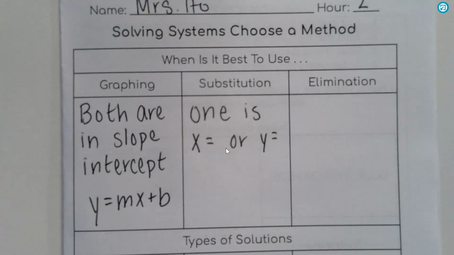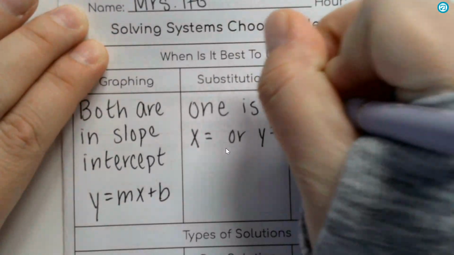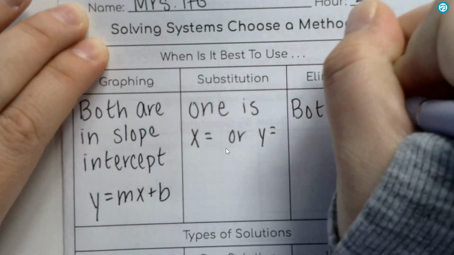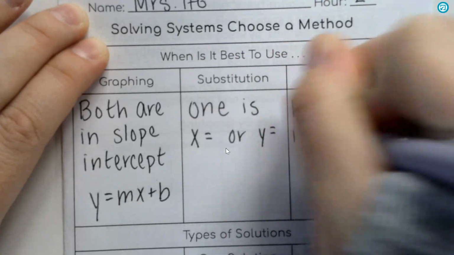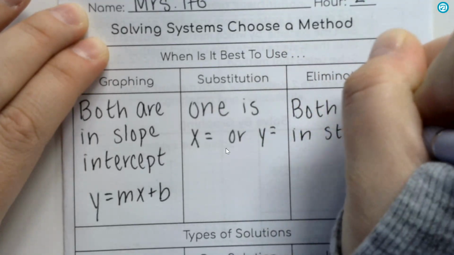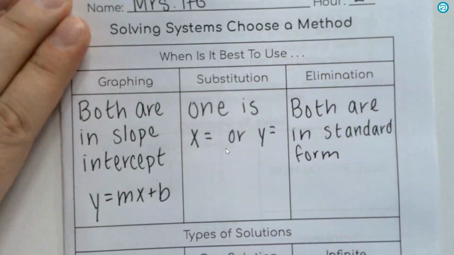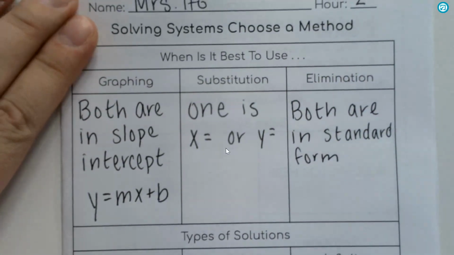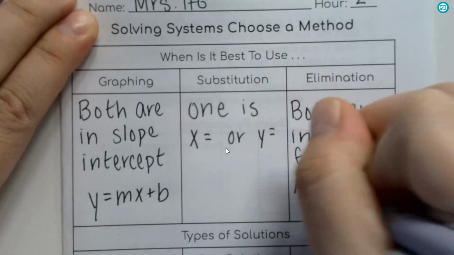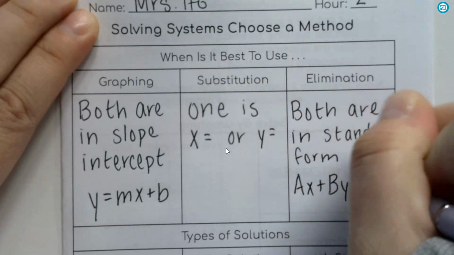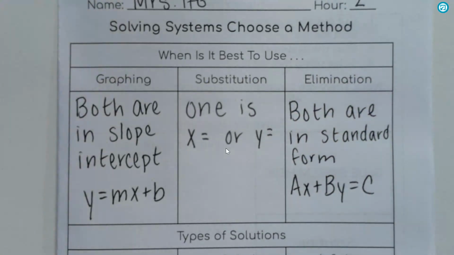Okay, elimination. Elimination is easiest to use if both of your equations are in standard form. So standard form is ax plus by equals c. So both x and y are on the left side of my equal sign.